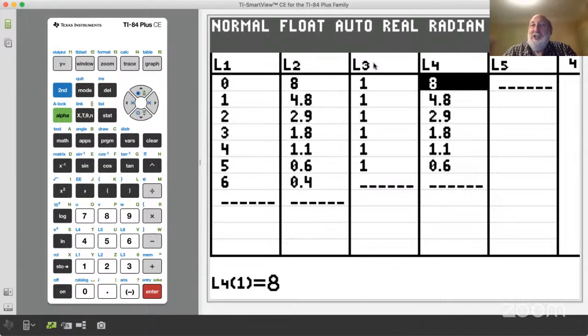So you could put a 0 as your first value in L3, and all the rest ones, that would pick off the right endpoints. Or have the last entry be a 0 and all the others be 1. That would pick off all the left endpoints. Right. Yeah.